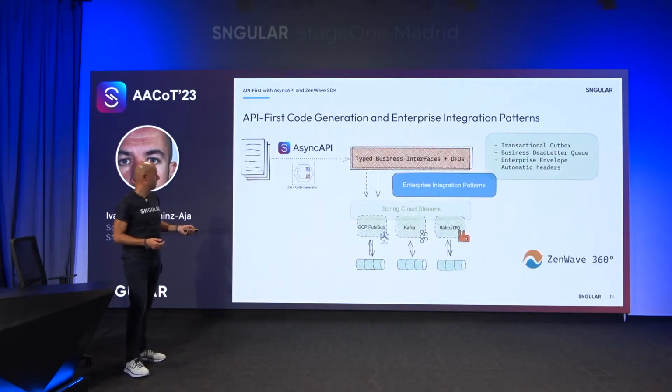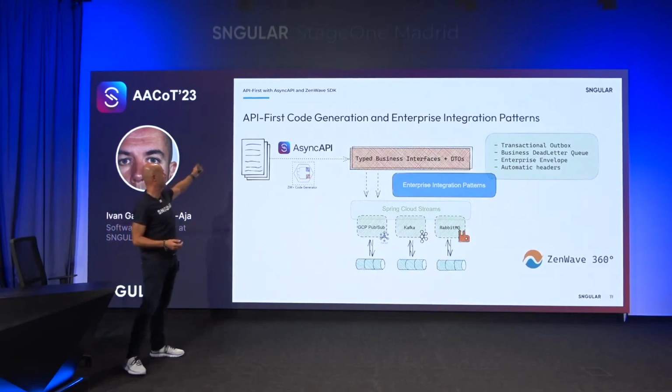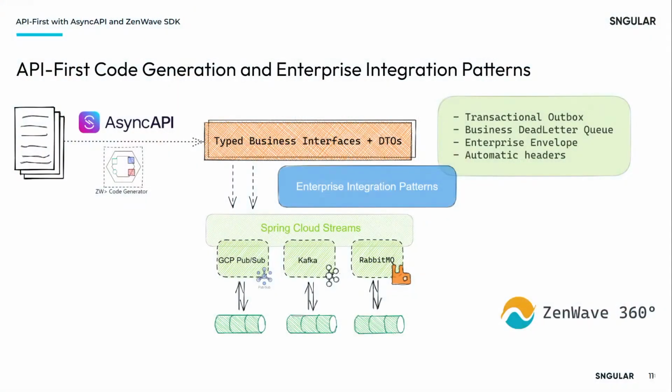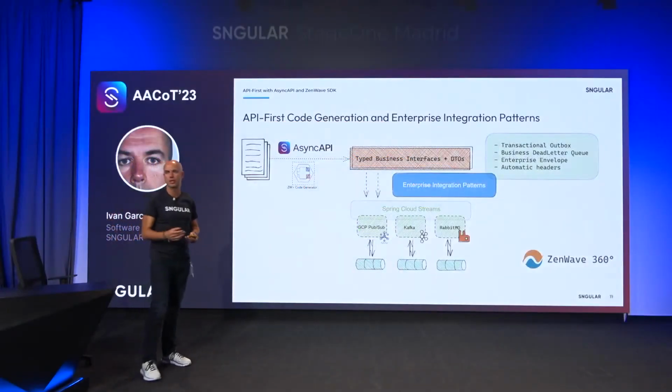So this is the schema. From the AsyncAPI file, there is a code generator that you can run in your Maven project as part of your build, or you can run it in a pipeline, and it will generate a business interface with some DTOs, and the default implementation, which is Spring Cloud Streams. At runtime, you can use many different brokers, connecting to virtually almost every broker.